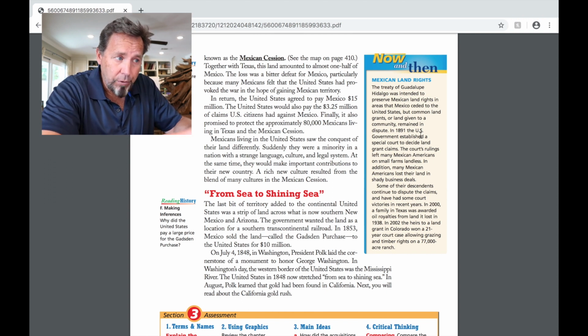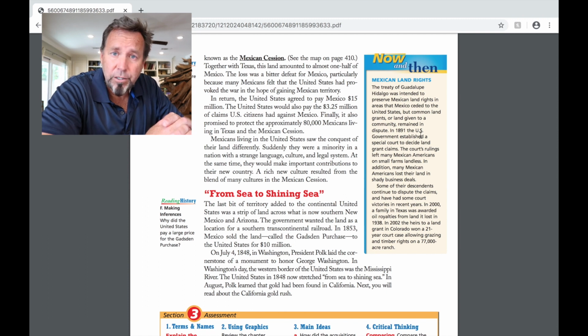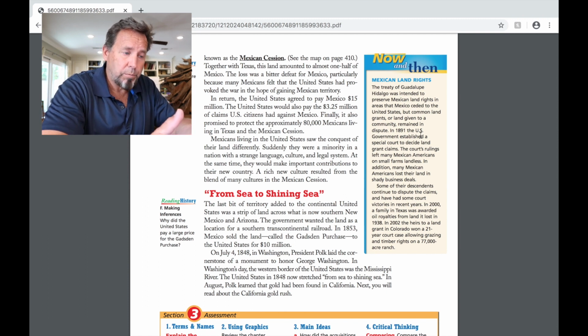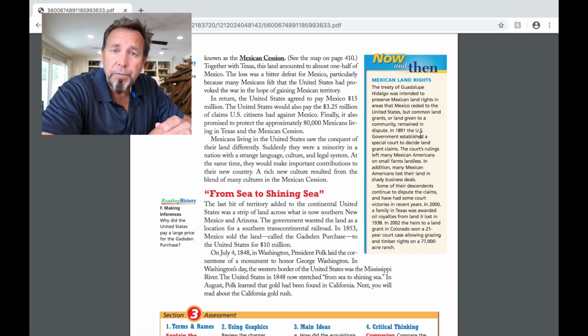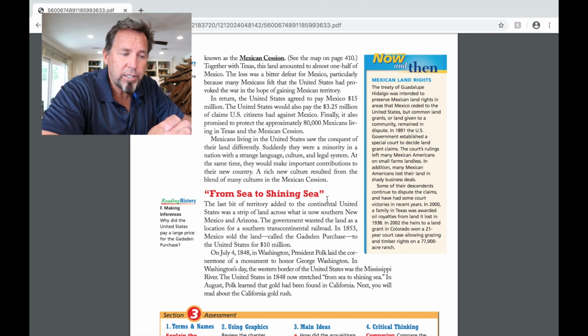And in this now and then section on page 411, it shows you that they're still challenging this, that people are taking their land grant contracts to court still today, and a lot of the Mexican Americans are winning based on this new attitude about, well, let's do the right thing about this and not base everything on race.